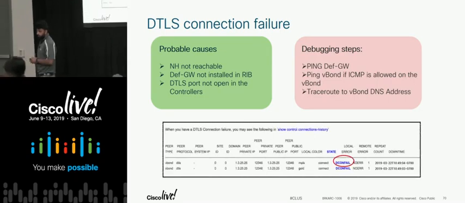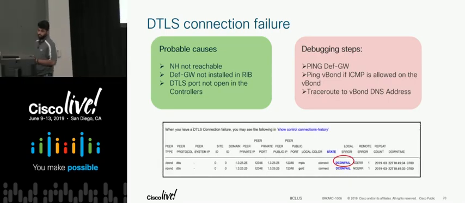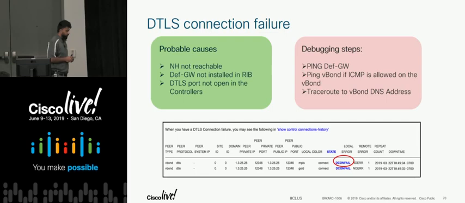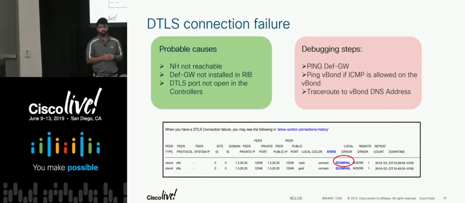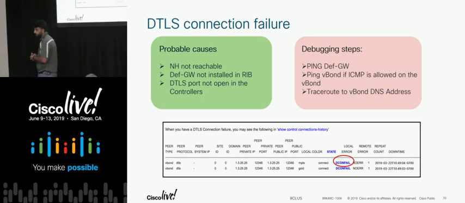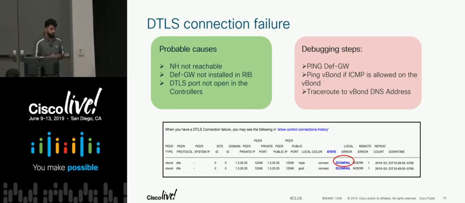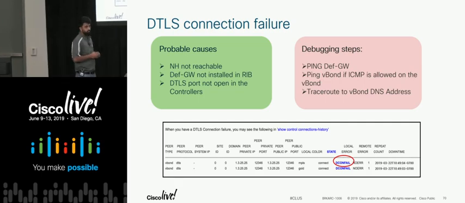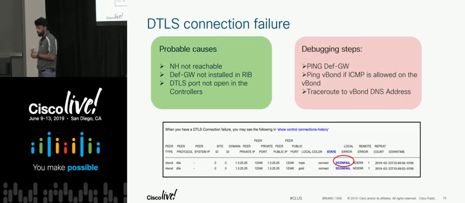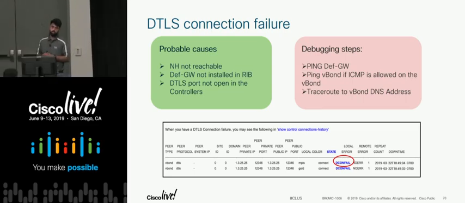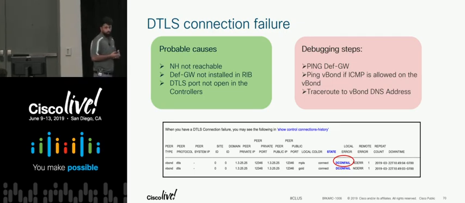And for the DTLS connection failure, what are the probable causes? The basic things like next hop not reachable, or the default gateway is not pingable, it's not installed in the FIB, or the DTLS port is not open for some time. And the debugging steps, as you usually follow: ping the default gateway, see the reachability, ping the vBond IP address if ICMP is allowed, and then traceroute to vBond and see where it's dropping.